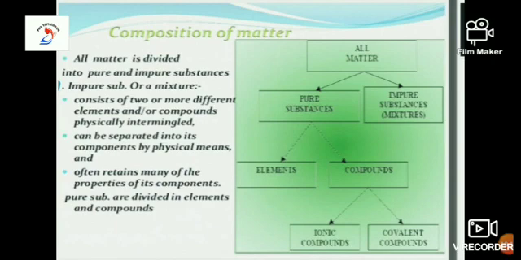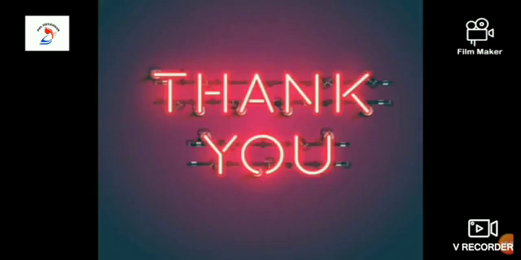All matter is divided into pure and impure substances. Impure substances are also called mixtures; they consist of two or more different elements or compounds physically intermingled, can be separated into their components by physical means, and often retain many of the properties. Hope this was an introductory session for atoms and molecules, as given in your Ratnasagar, the third chapter, structure of matter, and we had also studied atoms and molecules in class 6.